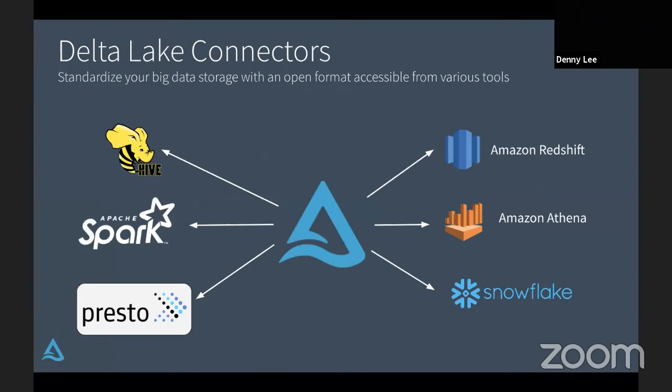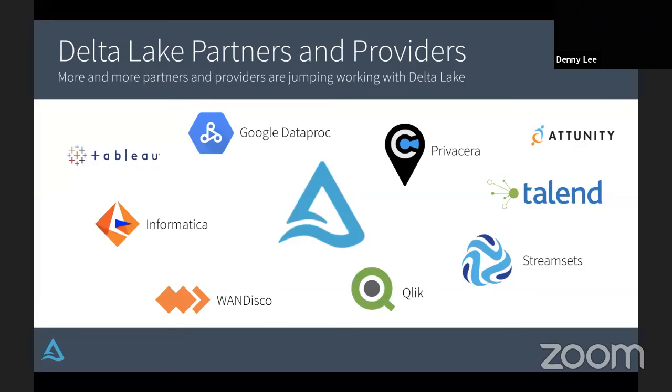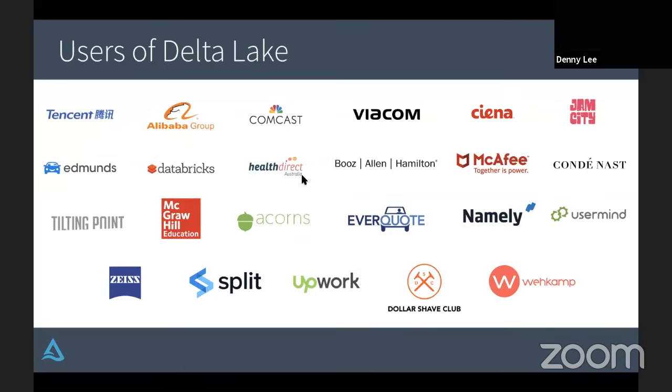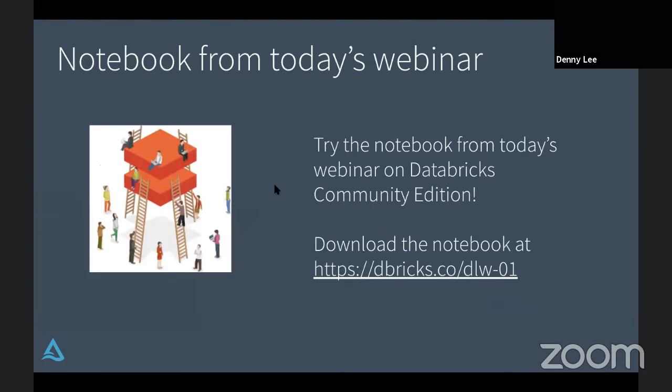Okay, so if you want to build your own Delta Lake, please go to delta.io. And Delta Lake has actually gotten more and more popular over time. We have various connectors. We're currently working on Hive. Presto's already out. We have connectors for Snowflake, Athena, Redshift, and Hive should become publicly available very soon. There are lots of providers and partners, whether it's Tableau, Informatica, Qlik, Privacera, Talend, WANdisco, StreamSets, and Google Dataproc recently announced that they are supporting Delta Lake as well, which is pretty cool, right? And as you can tell, there's a ton of users of Delta Lake. We constantly update the Delta.io page for all that.